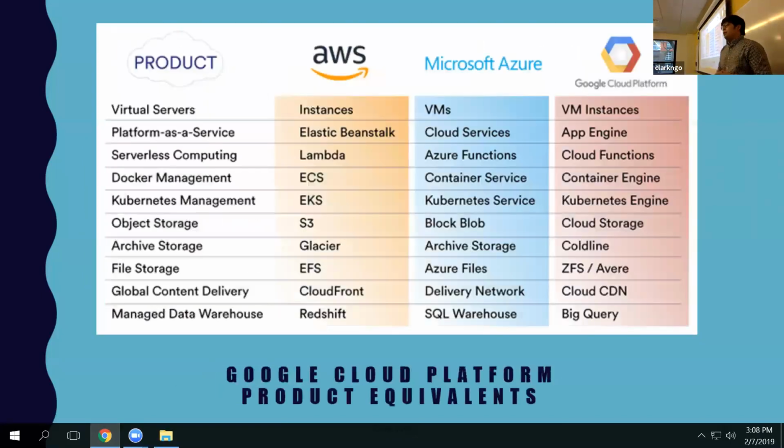And just to familiarize ourselves with the names in AWS, Azure, and Google Cloud Platform, you would see that Glacier is Coldline here, and S3 is Cloud Storage. They definitely own Kubernetes, and AWS and Azure have the managed service. And Lambda is Cloud Functions. Okay, and that's all.